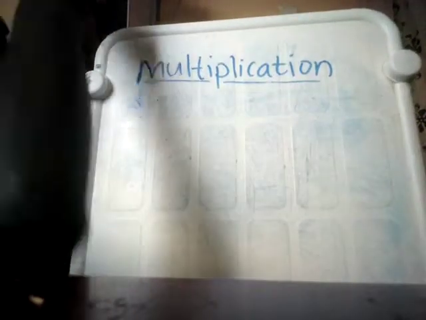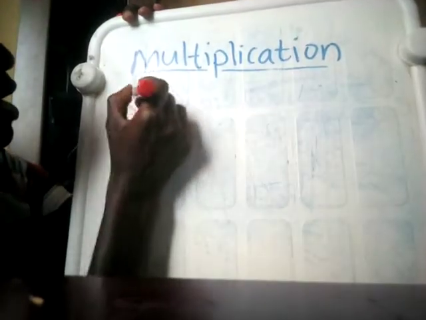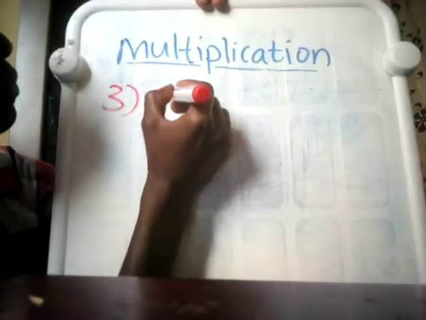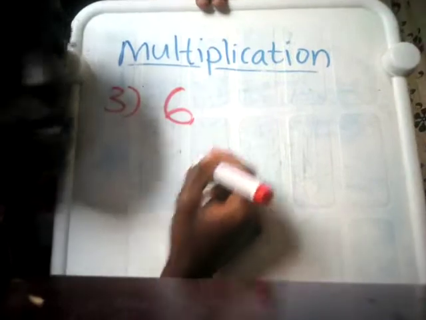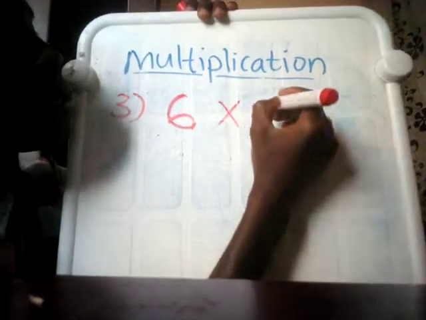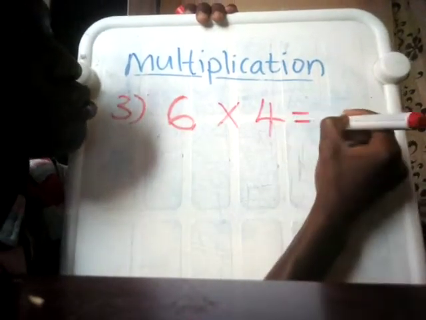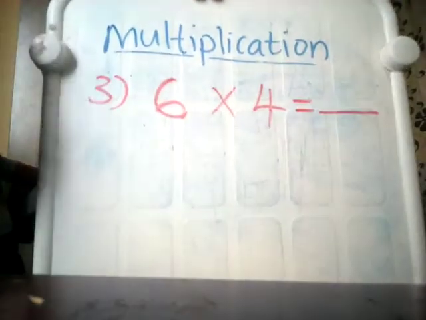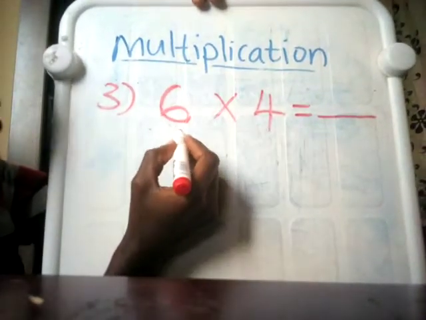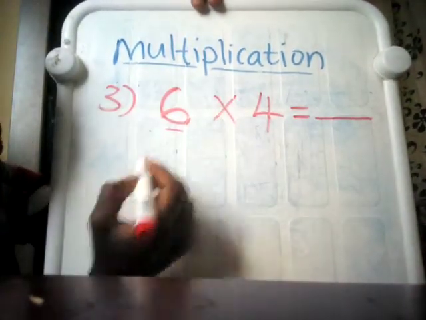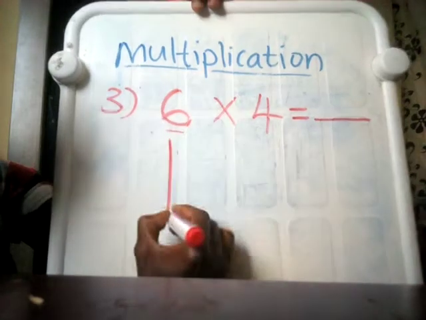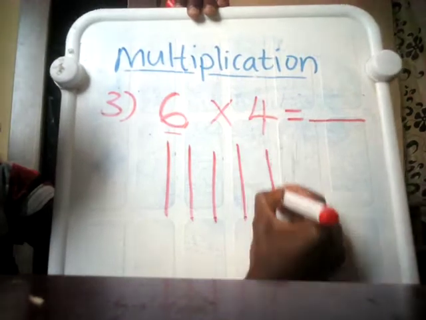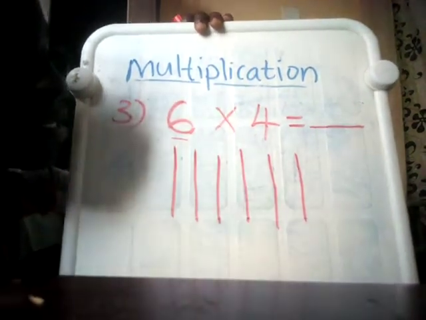All right, so let's do example number 3. I have 6 times 4 equals to dash. Now in this example, how many rows are we going to make? We are going to make 6 rows. So let's do the 6 rows: 1, 2, 3, 4, 5, 6. The 6 rows.